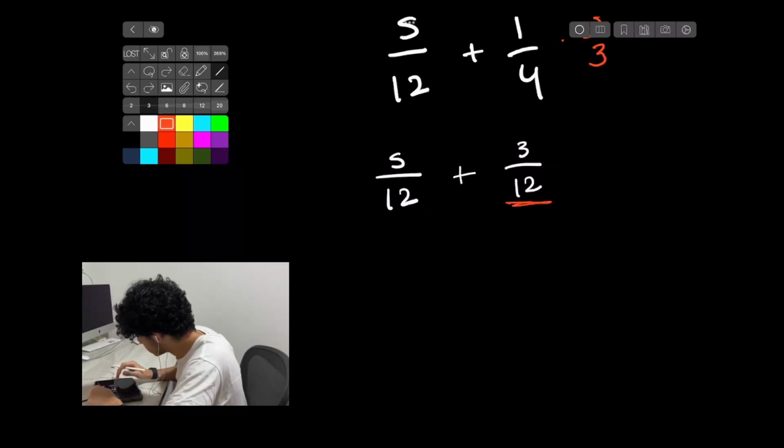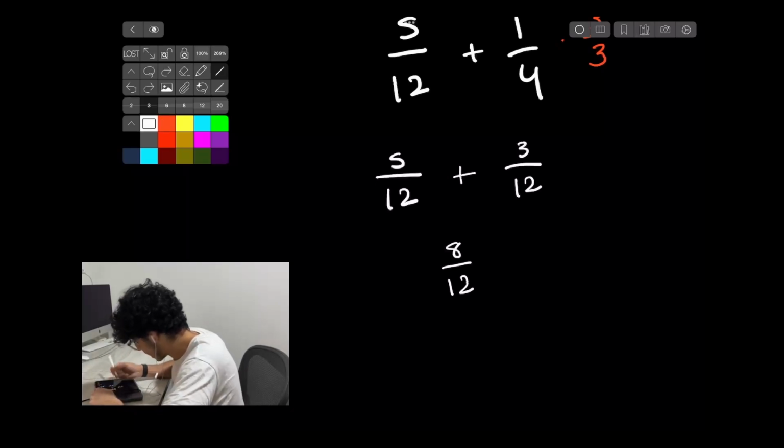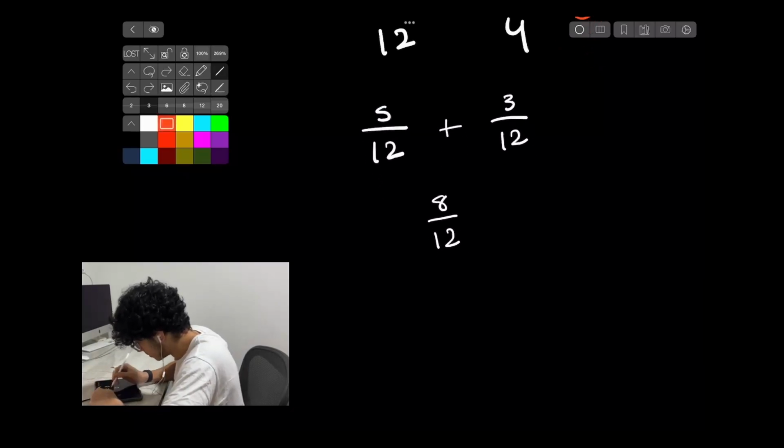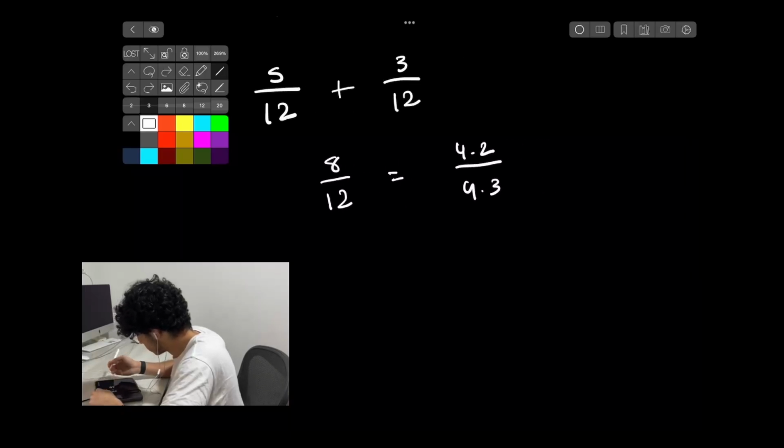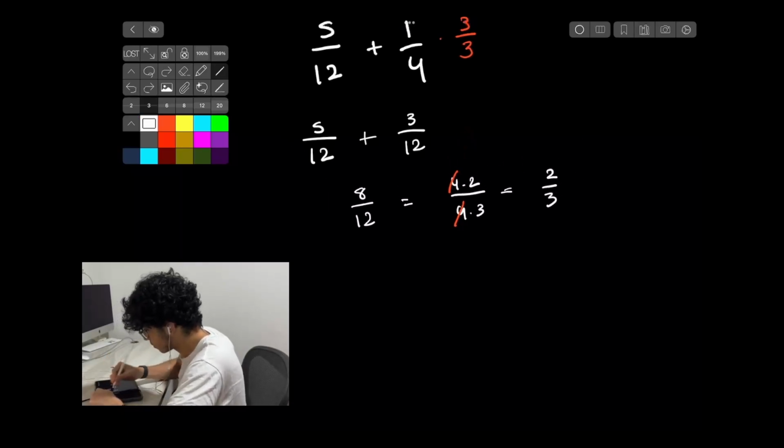And so now I can add these. This is going to become, all of a sudden, 8 over 12, because I can add these two together, given that the denominator is the same. And this is going to turn into 4 times 2 over 4 times 3. Right? I can cancel off these 4s. This is going to turn into 2 over 3. Cool.